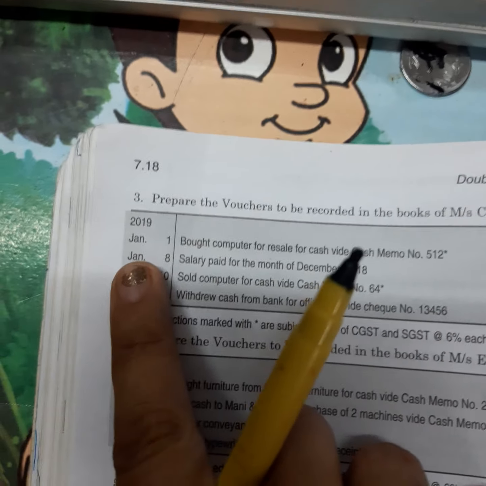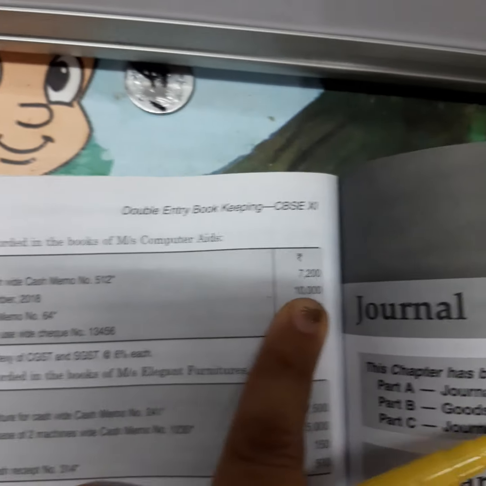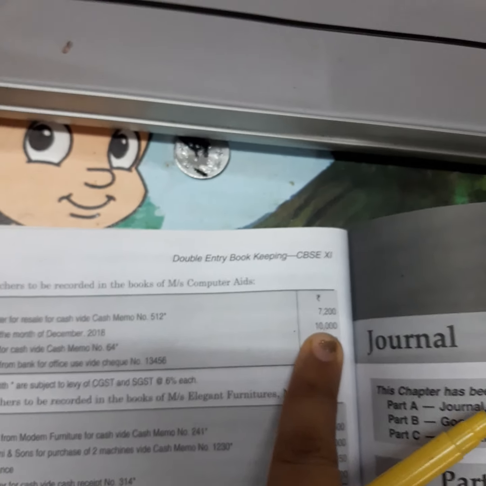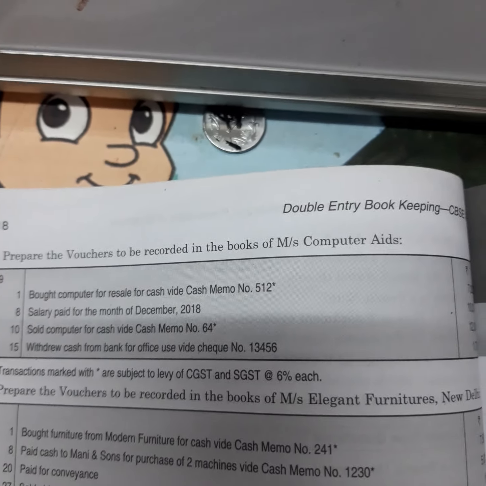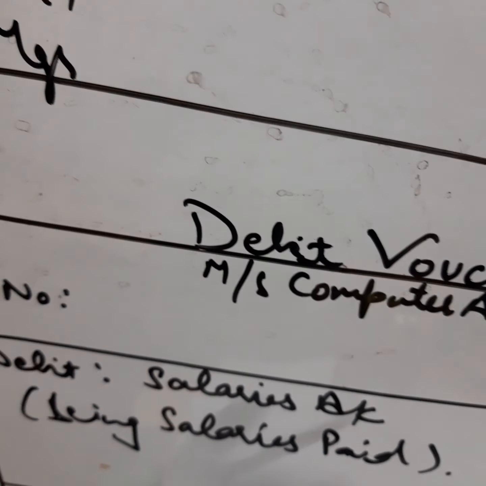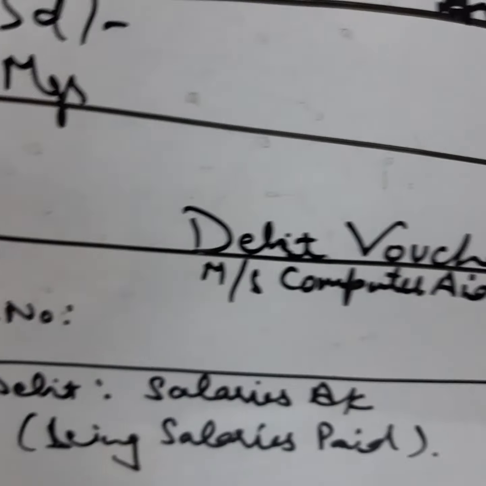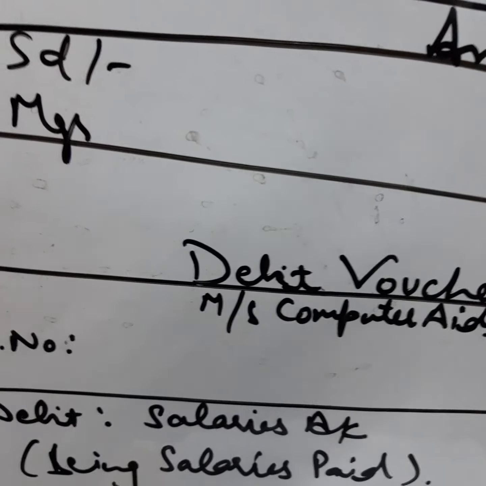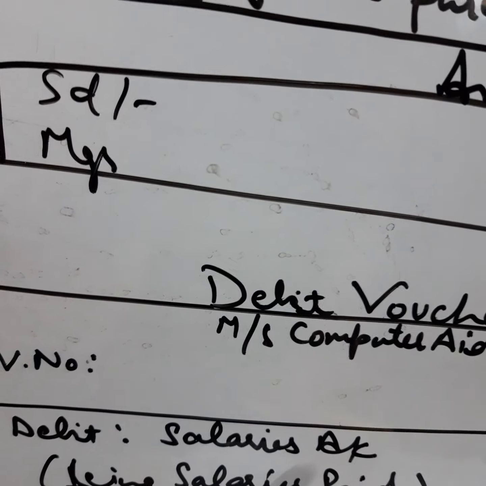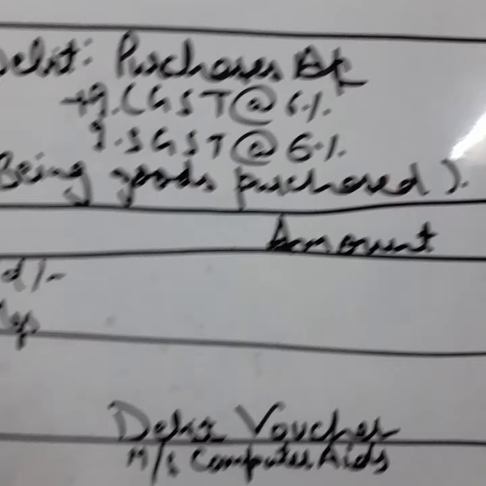Then transaction number B, that is January 8th. Salary paid for the month of December for rupees 10,000. Again salary is being paid. Salary is our expense. Whenever we make an expense, we need to pay cash. So cash is going out of our business. Cash is being credited. So which account is to be debited? Salaries account. So we'll prepare the debit voucher.